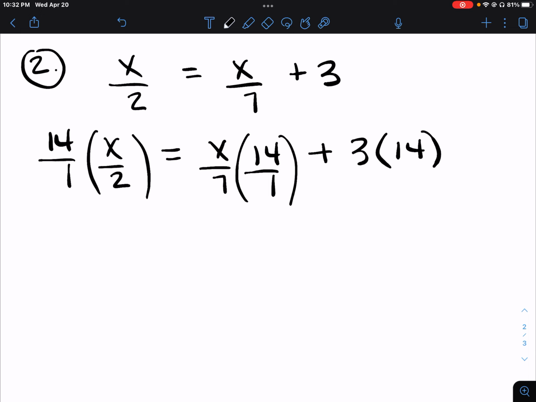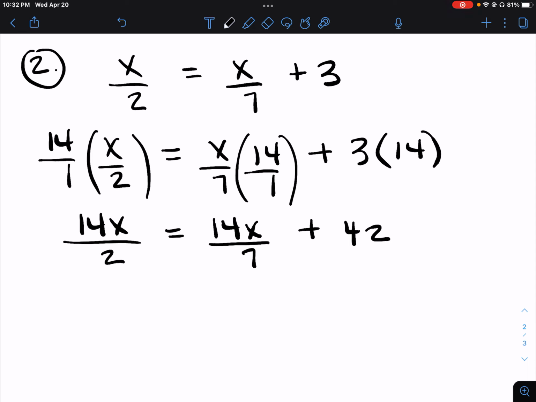14, we do tops and bottoms, 14 times x and 1 times 2, x times 14 and 7 times 1, and 3 times 14, which would be 42. Okay, the reason we multiply by 14 is we'll have these nice divisions now. 14x divided by 2 and 14x divided by 7.